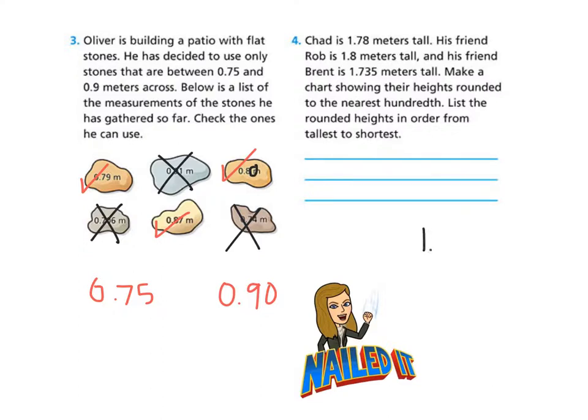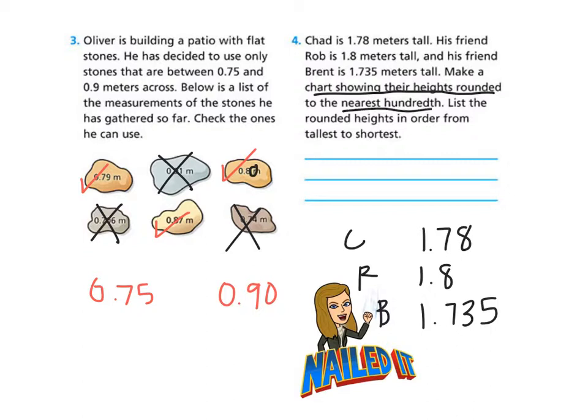Okay, first let's list their heights. So we have 1 and 78 hundredths. There's Chad. Rob is 1 and 8/10, and Brent is 1 and 735 thousandths. The first thing we have to do is make a chart showing their heights rounded to the nearest hundredth. So underline the hundredths place. Oh, there's nothing there. So we'll put a 0 in the hundredths place. Okay. Remember, I used my trick to figure that out.